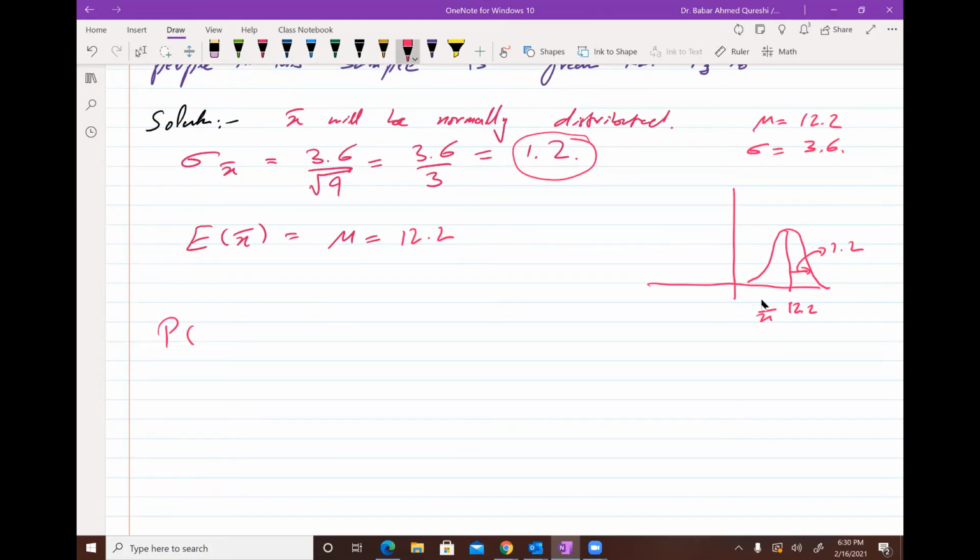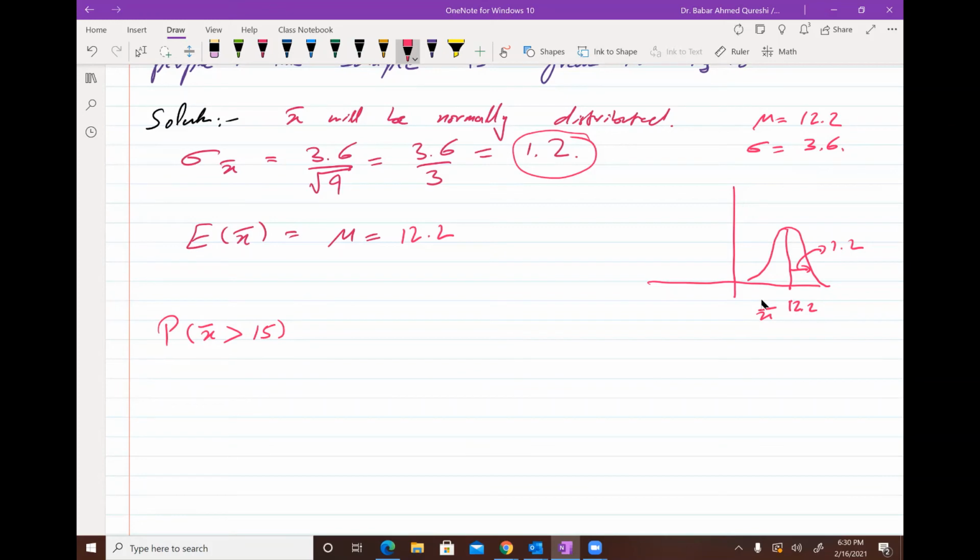So what is the probability that the mean is greater than 15? Because it's a normal distribution, you can compute this z variable: 15 minus 12.2 over this new 1.2. It would actually be 1 minus this thing, where this is the standard normal.